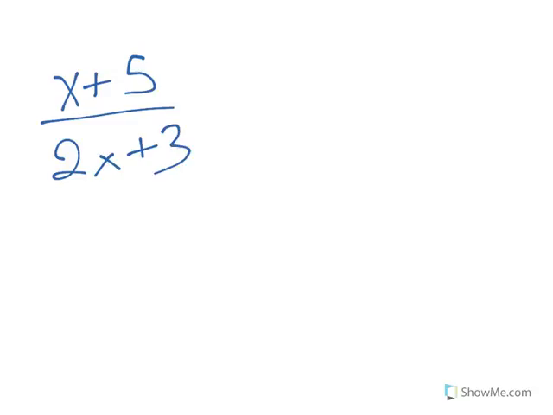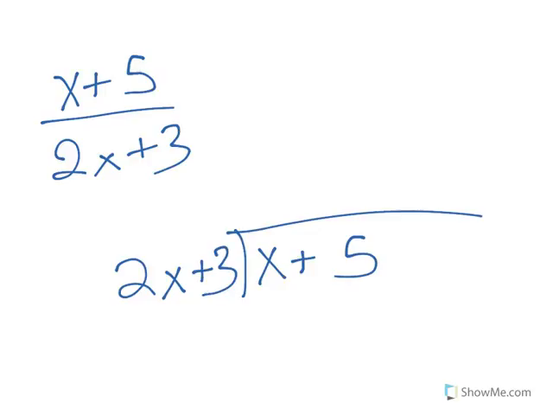So that's a very simple example, just to give you an idea of what I mean. Let's say that we just had x plus 5 over 2x plus 3. If we wanted to find the partial fractions of this rational, first we would have to divide until we had in the numerator a polynomial with degree smaller than 1.